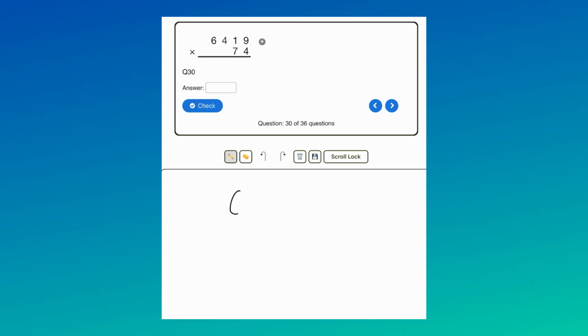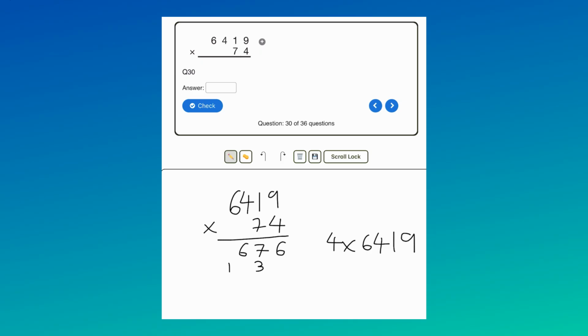Question 30, 6,419 times 74. So our first line, we're actually doing 4 times 6,419. We're going to multiply each digit by 4. 4 nines are 36. 4 ones are 4, plus the 3 is 7. 4 fours are 16. 6 fours are 24, plus the 1 is 25. Now I can rub out these workings to allow me room for my next line.